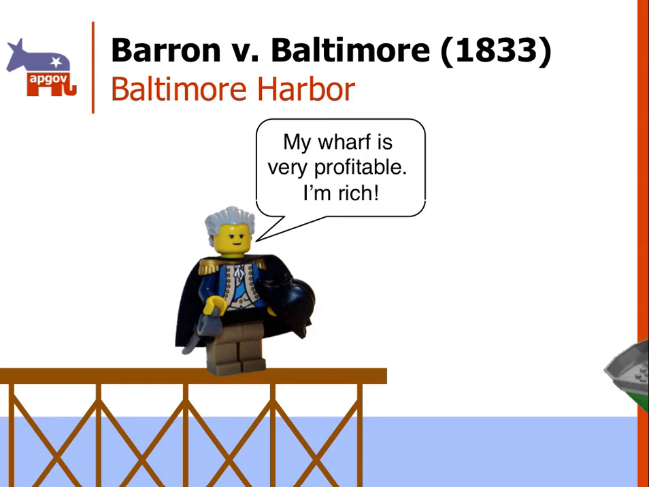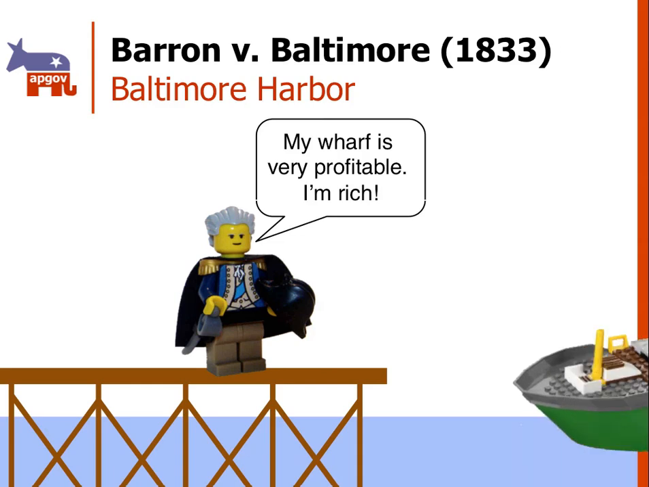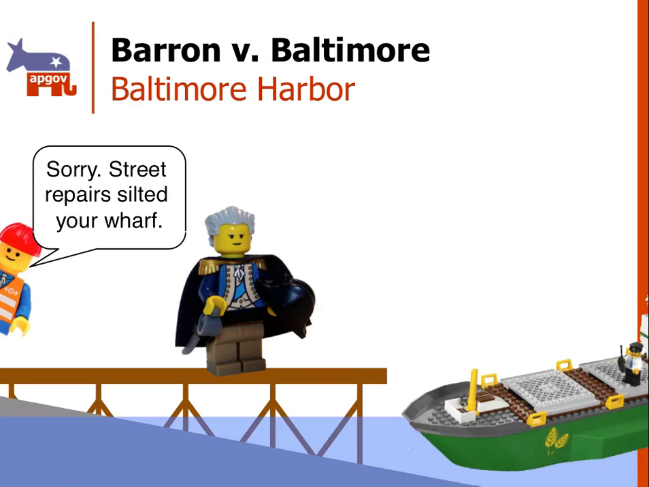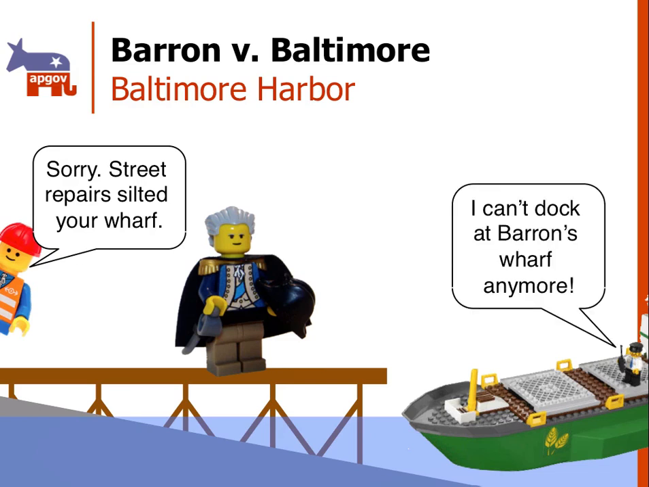We need to review briefly the Barron v. Baltimore case. If you remember, Barron's this guy who owned a wharf, a dock, and he was very profitable because big ships could come in and dock at Baltimore Harbor, and he was very, very wealthy. But then there was a problem. Baltimore did some street repairs and it silted in his wharf. And so no longer could the boats come and dock at Barron's wharf, and he's no longer rich. In fact, he's going to be ruined.